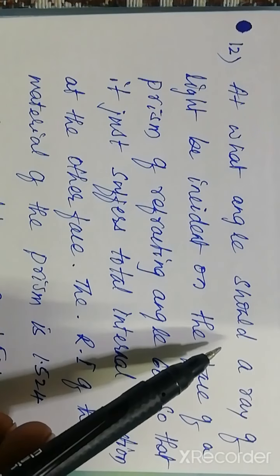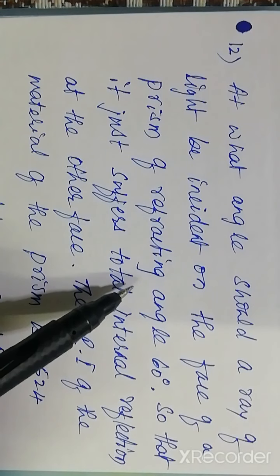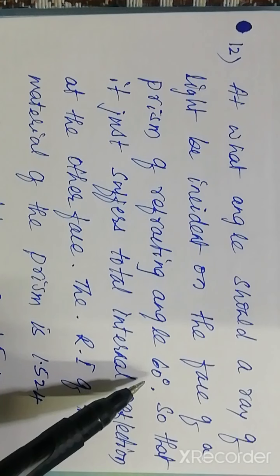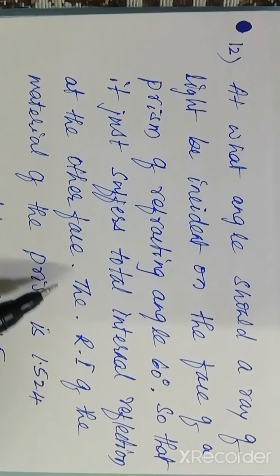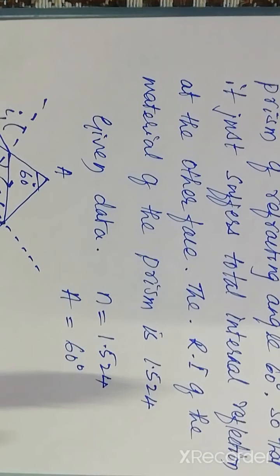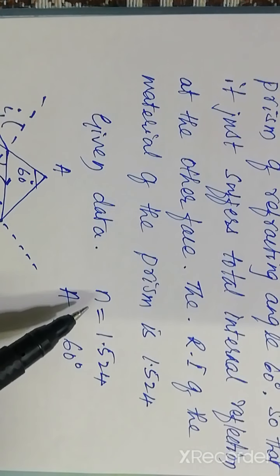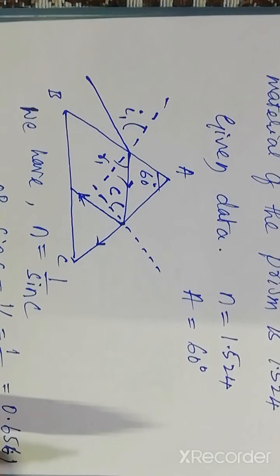Further, at what angle should a ray of light be incident on the face of a prism of refracting angle 60 degree, so that it just suffers a total internal reflection at the other face? The refractive index of the material of the prism is 1.524. So given data here: refractive index of the material of the prism n is 1.524, and the refracting angle is 60 degree. Refer to this diagram.